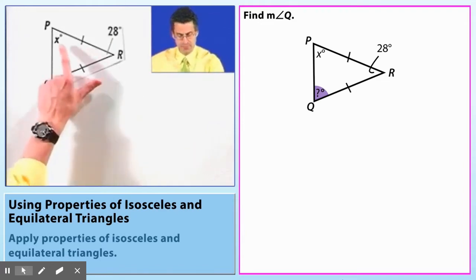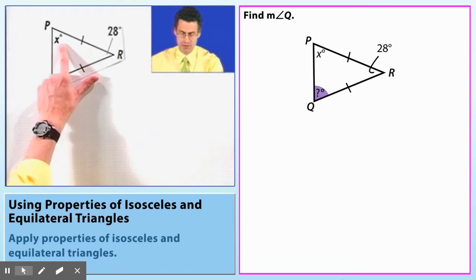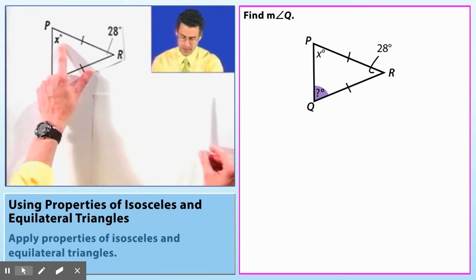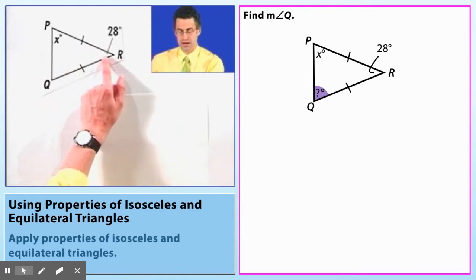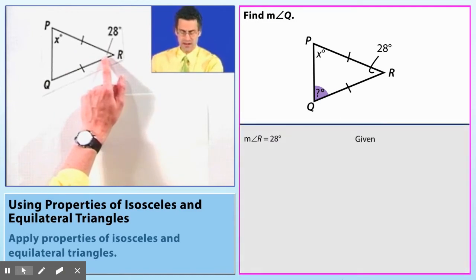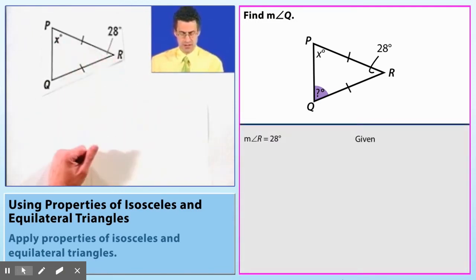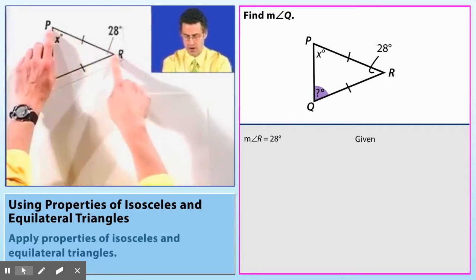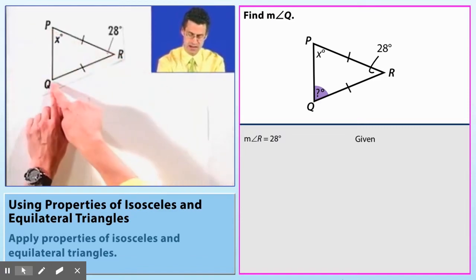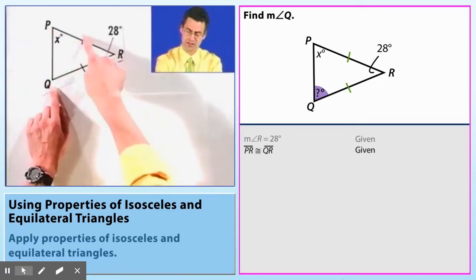I know that the measure of this angle P seems to be x degrees, but x is an unknown. But I do know that the angle of this R has measure 28 degrees. Is there any way to use that information? But wait, there's one more thing that we know. Namely, we know that this side, PR, is congruent to this side, QR, because they're marked this way.